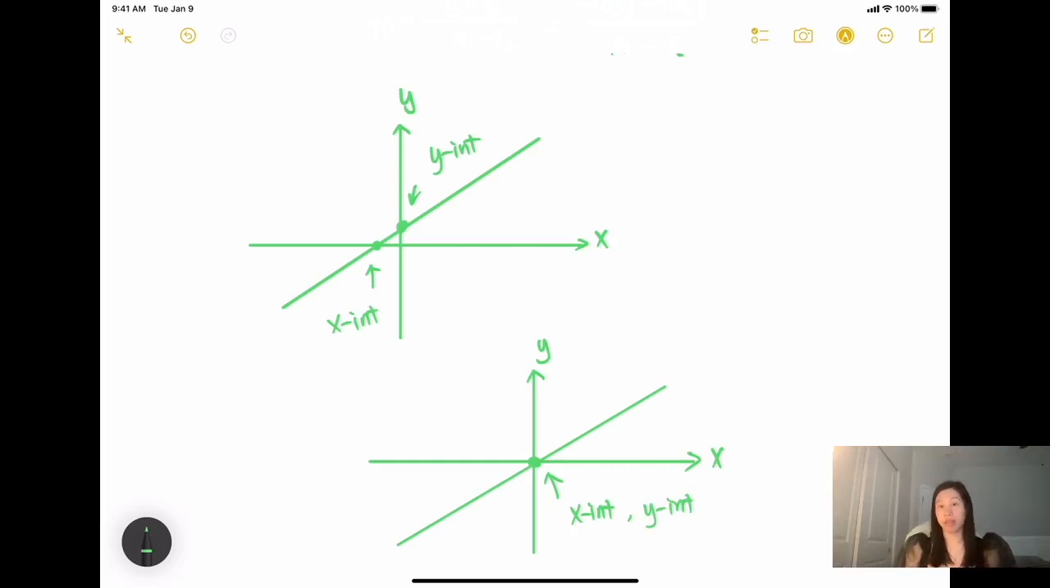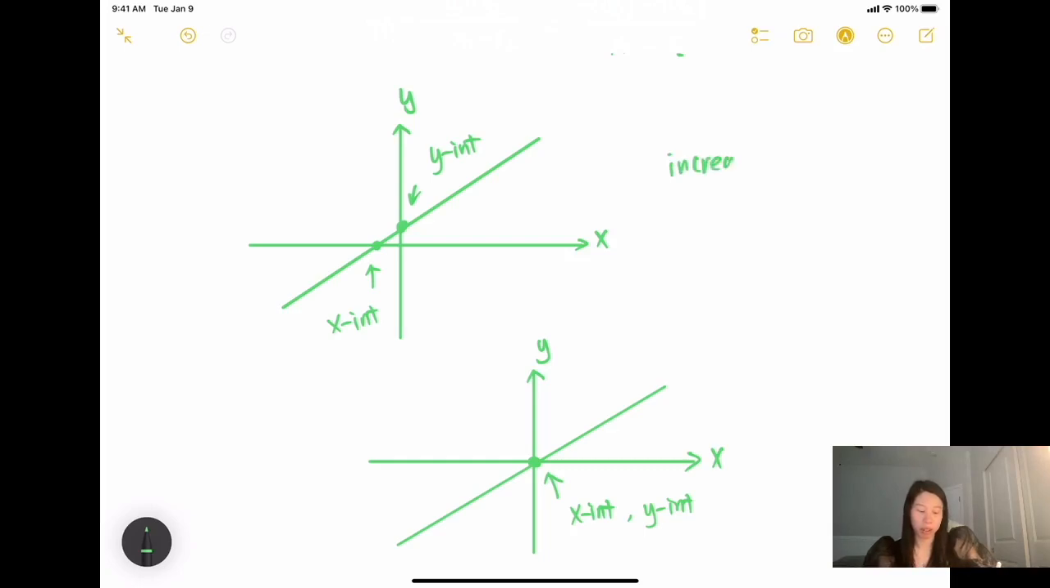Now let's get back to the graph. Looking at the graph from left to right, what does it look like? The graph is increasing. If the graph looks like this, we call it increasing, which we talked about in graphical behavior. So the slope m is going to be greater than 0.